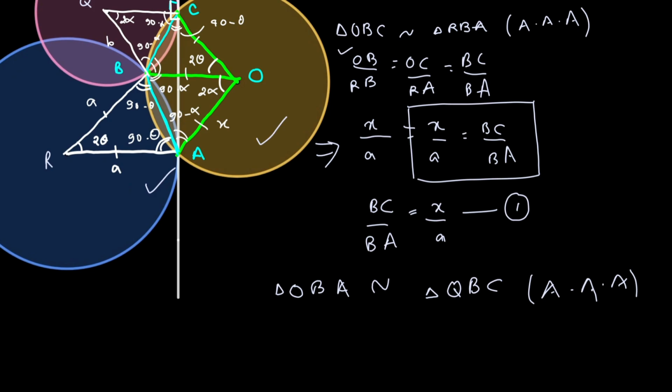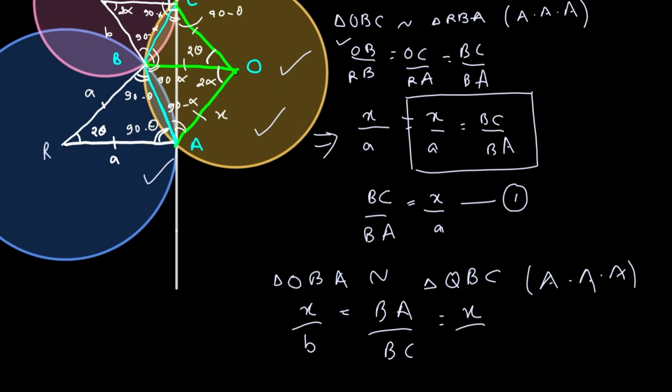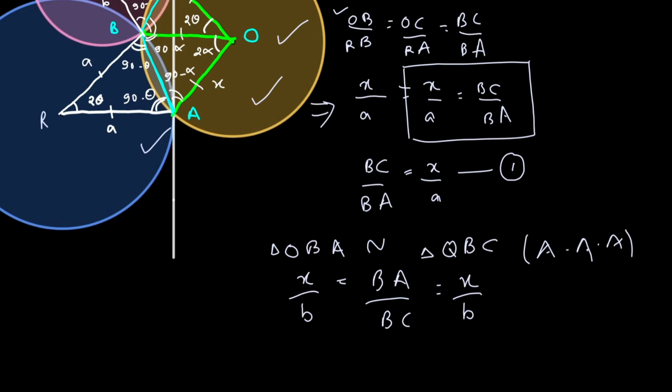Now let us equate the ratio of their sides. Therefore, OB upon QB. OB is the radius of the yellow circle, having a value X, upon QB, which is the radius of the pink circle, having a value B, equals BA upon BC, and this equals OA upon QC. OA is the radius of the yellow circle, having a value X, upon QC, the radius of the pink circle, hence it has a value B. So here we have an equation of ratios, and from this I will again take these two things equal to each other.